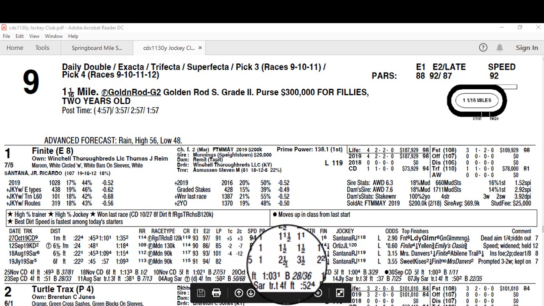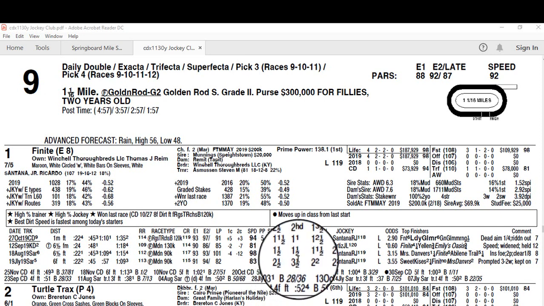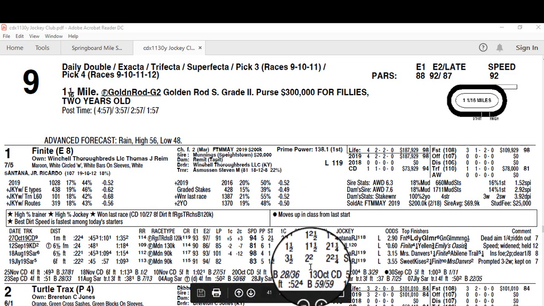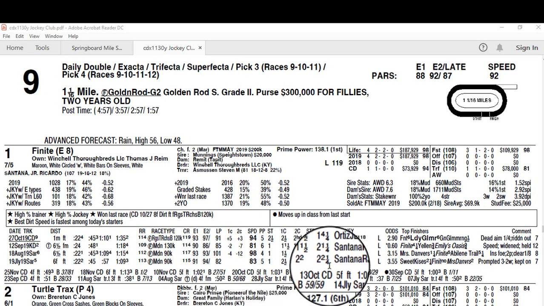So as you see, these are the positions it was in. So it started first, the first call. That's what the 1C means. It was second, half a length behind the leaders of the horse race. The second call, it was third, half a length behind the leaders. At the stretch, it was second, 2 lengths behind the leaders, but it finished second, 2 1/4 lengths behind the first place finisher.